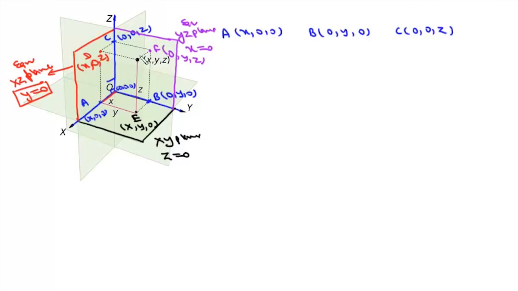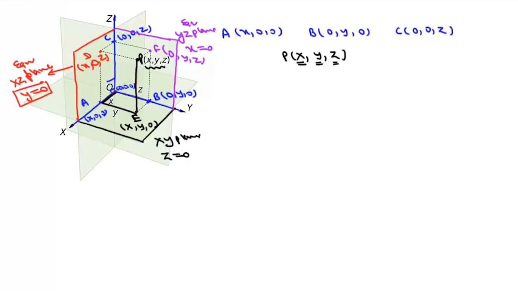And then if we take this point, say this point P, now this point is x units along x-axis, y units along y-axis, and z units along z-axis. So coordinate of this point P will be x, y, z. So if we have any point P (x, y, z), its distance along x-axis is x, along y-axis is y, and along z-axis is z.